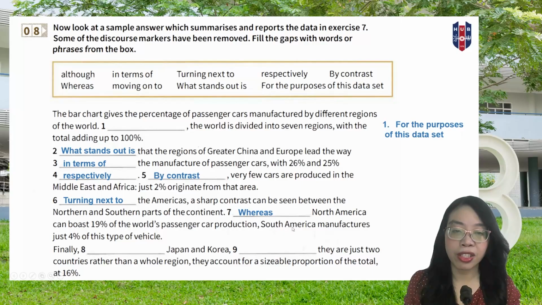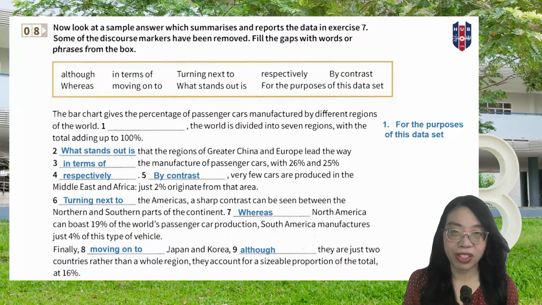Whereas, and this is the main clause. Whereas North America can boast, which is a very nice word here. That means it proudly shows off something. And then South America manufactures just 4% of this type. Finally, we should say "moving on to Japan and Korea." And "although," also we want to show contrasting information, right?